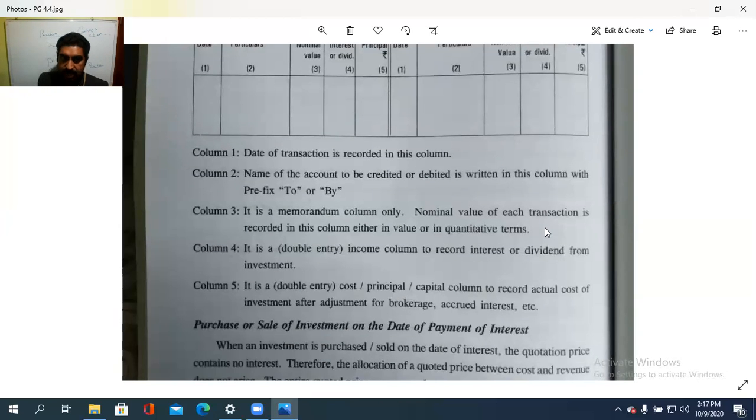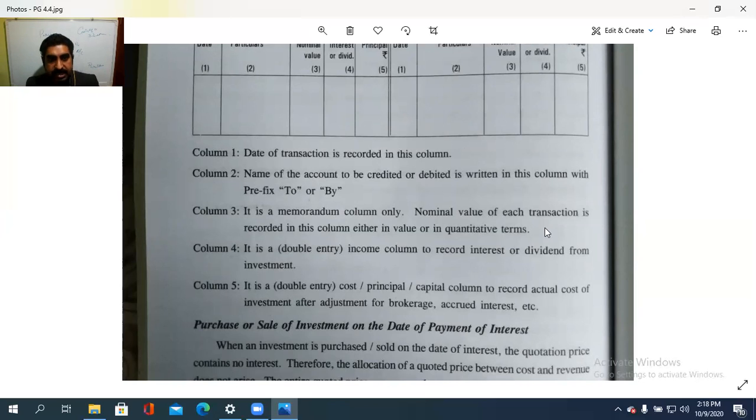And what is column 1? Date of the transaction. Column 2 is to or by, that is, whether it is debited or credited, the name of the account to be credited or debited is written in this column with the prefix to or by. And 3 is the memorandum column, where the nominal value of each transaction is recorded either in value or in quantitative terms. ഒന്നെങ്കിൽ അതിന്റെ ടോട്ടൽ വാല്യൂ എഴുതണം, അല്ലെങ്കിൽ ക്വാണ്ടിറ്റി എത്രയാണ് എന്നുള്ളത് എഴുതണം. That is the memorandum column.